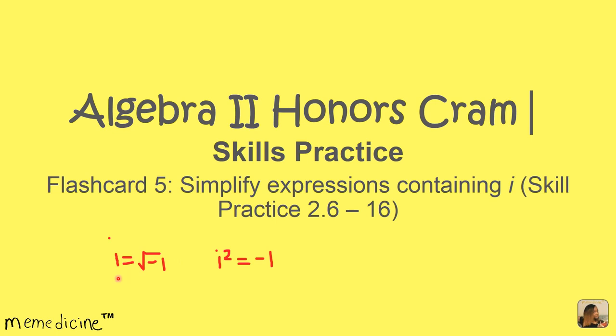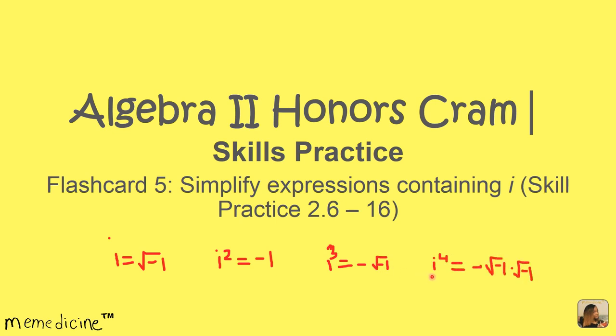So here we see that i to the first is equivalent to the square root of -1. If you square it, i squared is equivalent to -1. Hence, i to the third is equivalent to -1 times the square root of -1. If you multiply i to the first times i to the second, obviously you get i to the third.